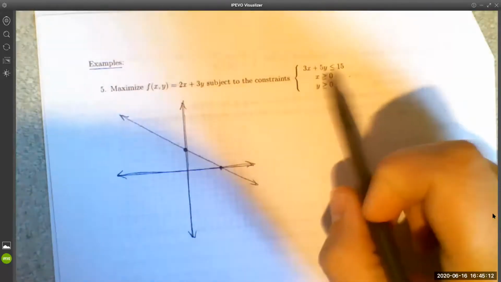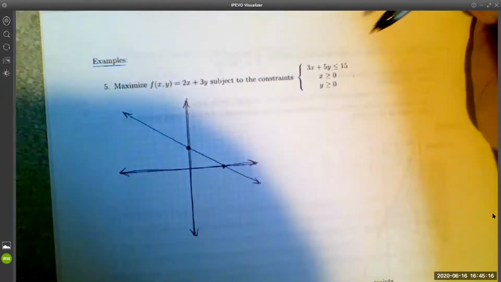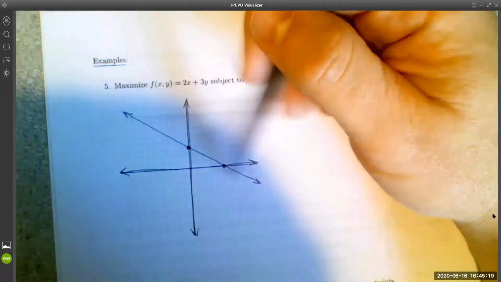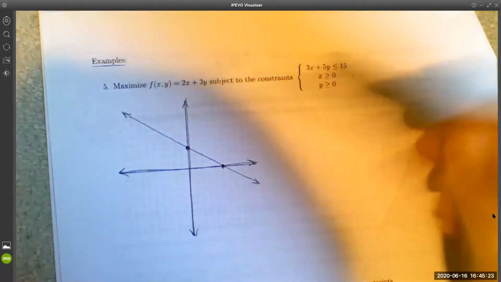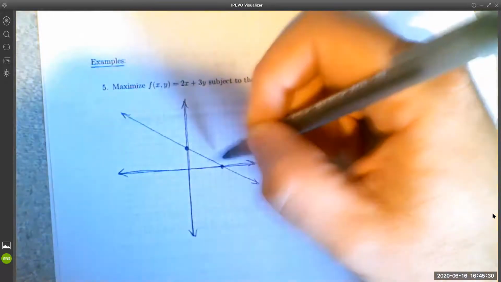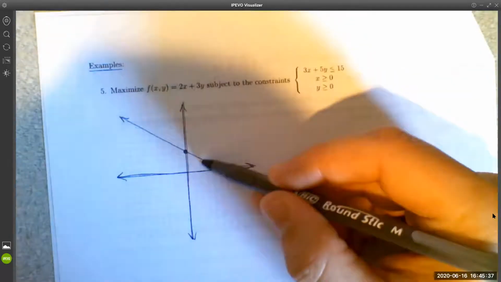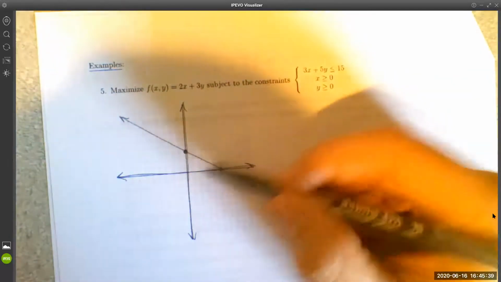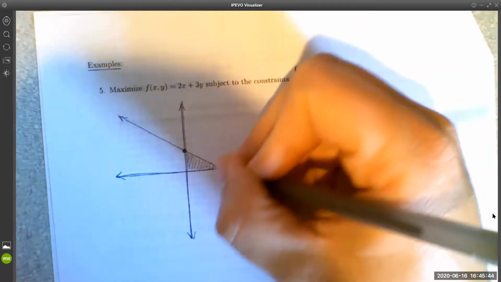So 3x minus 5y is less than or equal to 15. That was this boundary line right here. I suspect that we're going to be shading below that line, okay, because it's a less than or equal to. So I think we would shade below the line. x greater than 0 would be shading to the right of the vertical line, and y greater than 0 would be shading above the x-axis. So where all of those things intersect, below this line, to the right of that line, and above that line, we're going to be shading inside of this triangle right here.